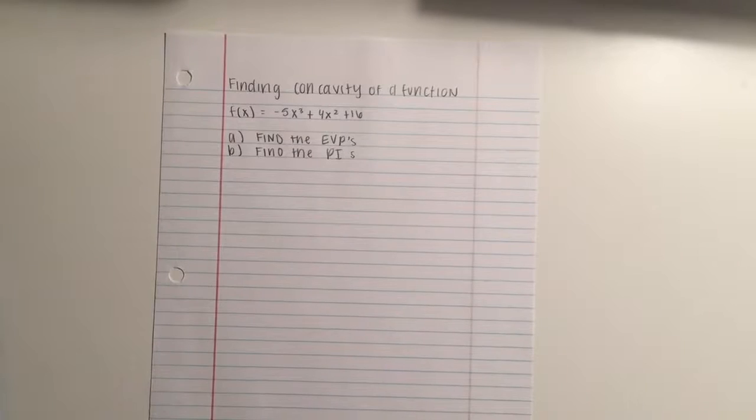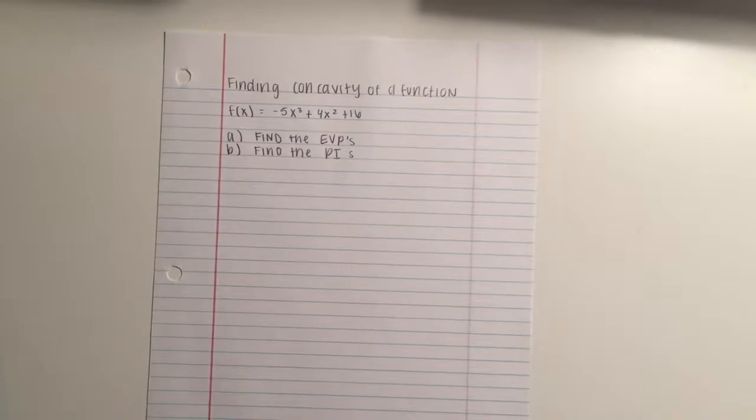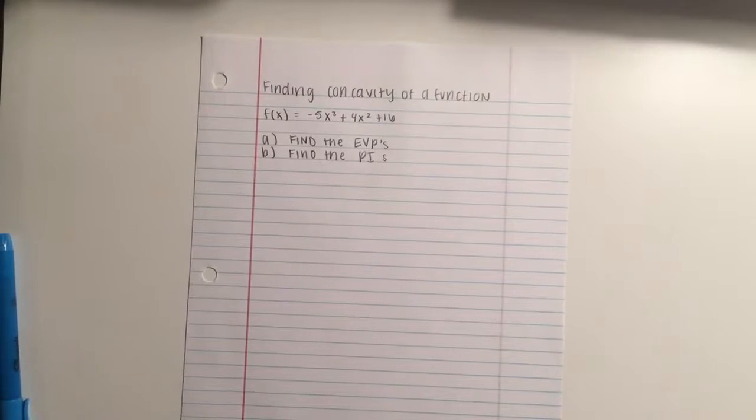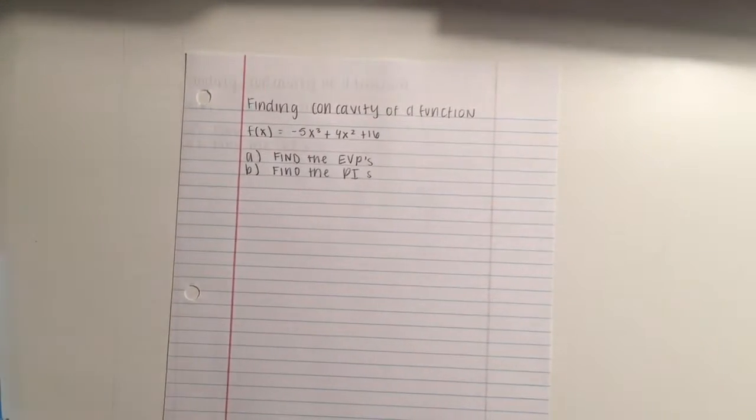Okay, so today we're going to be finding concavity of the given function. Part A says to find the EVPs, or the extreme value points, and Part B says to find the PIs. So the given function is negative 5x to the third plus 4x squared plus 16.